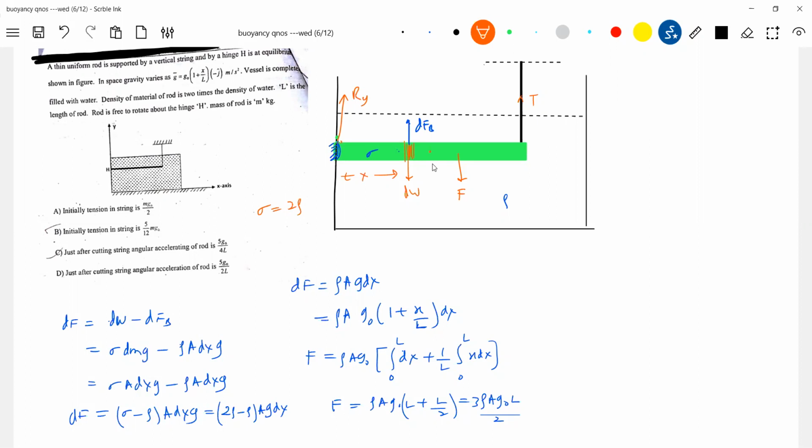Okay, now let's go for the torque. The net torque about O should be 0. The wall will set up torque, the torque due to tension, T into L, anti-clockwise. Then the torque due to this resultant force should be dF into x. T into L anti-clockwise, I'll take it positive. Clockwise, let it be negative. What is dF again? dF will be rho A g dx.